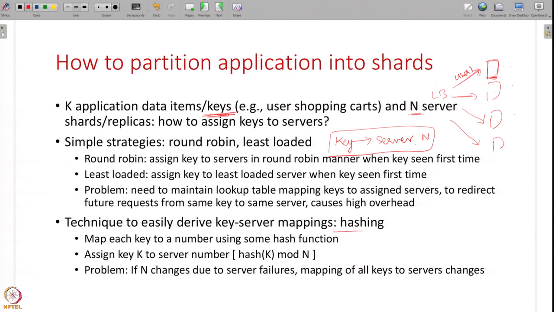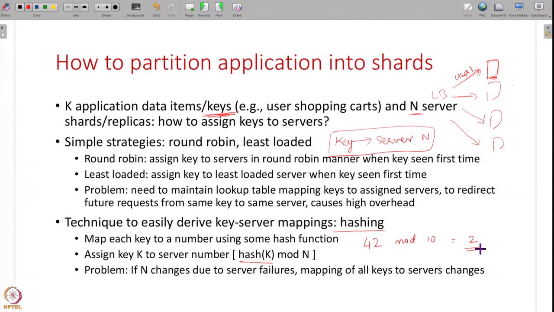One way to do that is hashing. You take a key, say the shopping cart ID of the user, and you hash it to some number, say 5 or 10 or 100, using some standard hash function, and if there are n servers, you simply do hash mod n and you assign it to that server. Suppose your hash value is 42 and you have 10 servers, you do 42 mod 10 and the remainder is 2, so you assign it to server number 2.